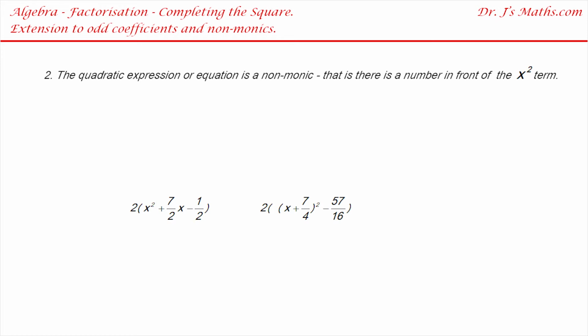Old people do it in their head, young people do it just as quickly on the calculator, depends on what age you are. And then we put that equal to 0. We then ignore the 2 out the front because we're not interested in that any longer. A bracket x plus 7 over 4 all squared equals 57 over 16. Take the square root of both sides. X plus 7 over 4 equals, don't forget, plus or minus root 57 over 4. And x is equal to minus 7 plus or minus root 57 all over 4.